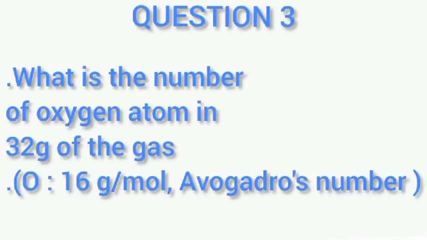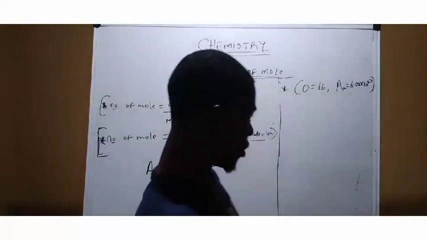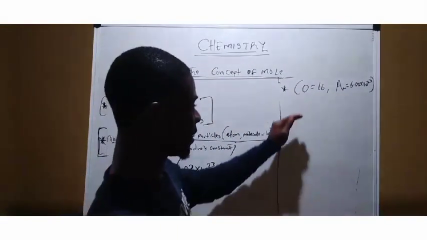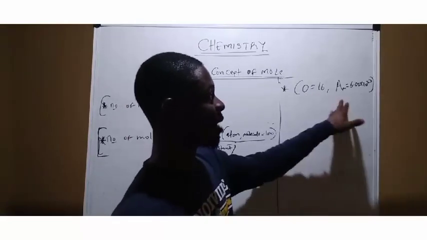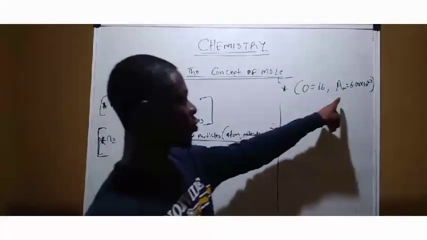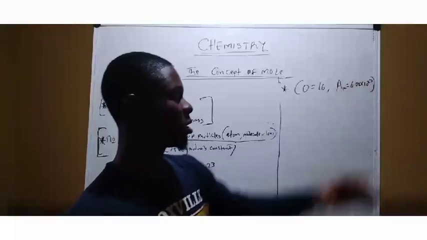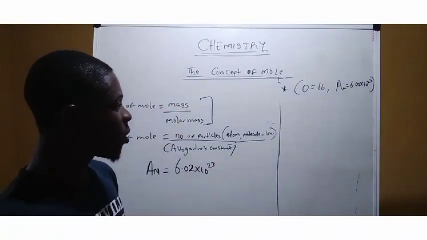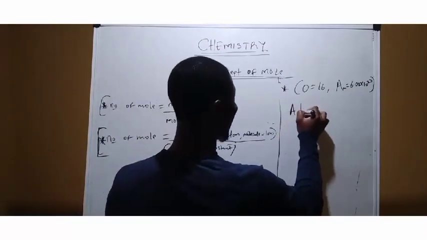So now the next question says, what is the number of oxygen atoms in 32 grams of the gas? From that question, the molar mass of oxygen is 16, while Avogadro's constant, usually represented as Na, is 6.02 times 10 to the 23rd. We're already familiar with that. Mind you, they're asking for the number of atoms.